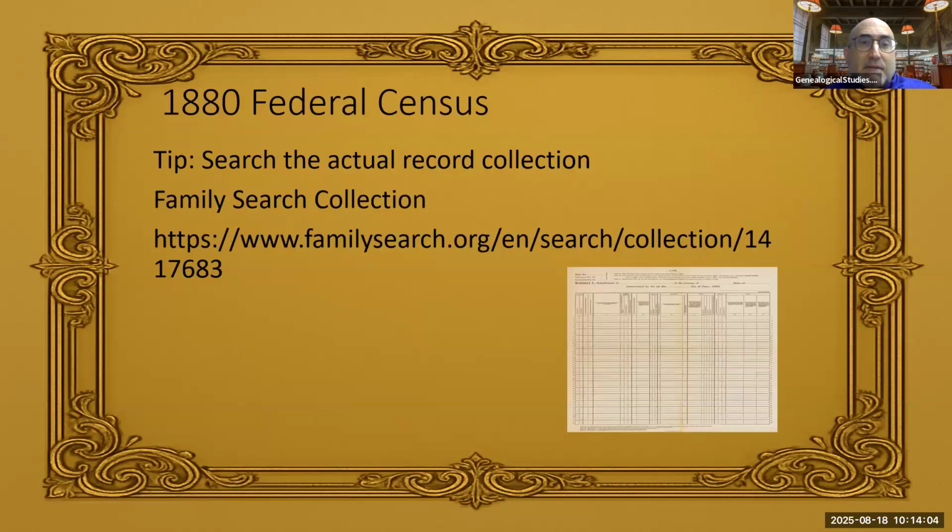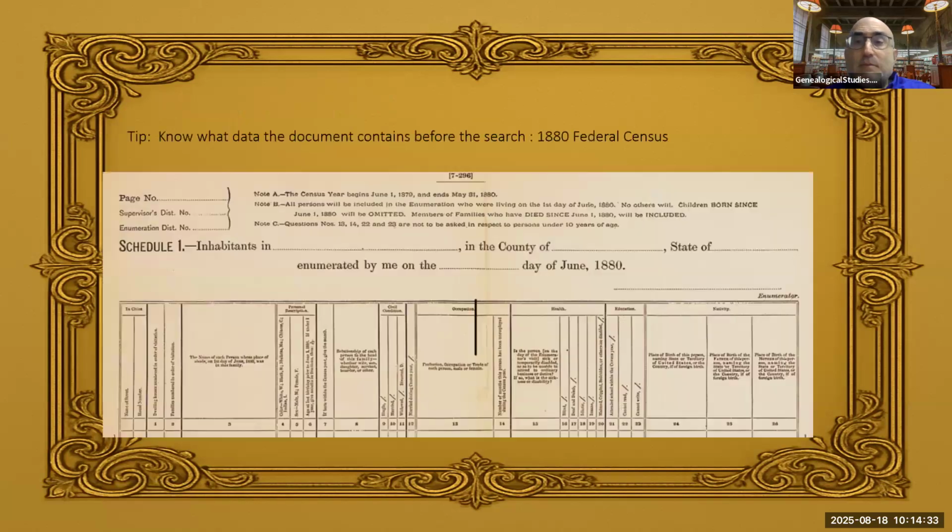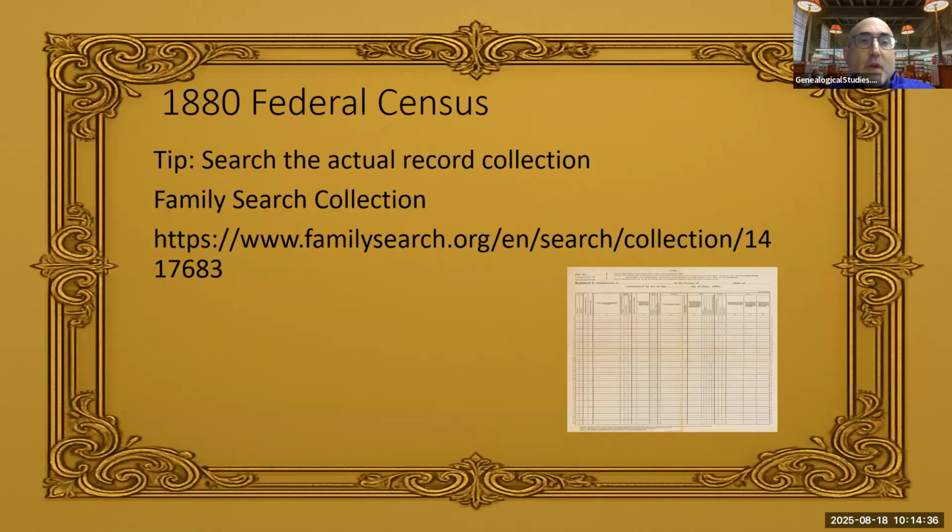So the 1880 federal census. Now, one of the tips I can give you is, when you're going to search, if you're looking for your family on a specific record, instead of going to FamilySearch and Ancestry and putting in your ancestor's name, you should search by collection. For example, FamilySearch has an 1880 federal census collection. You can find it on the FamilySearch website in the catalog, or you can just put in Google 1880 federal census and you get to the collection page.